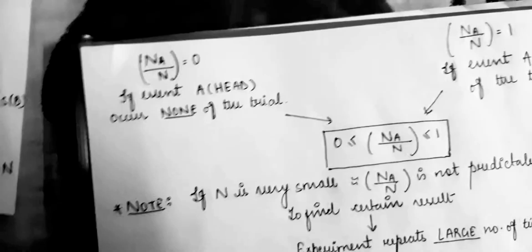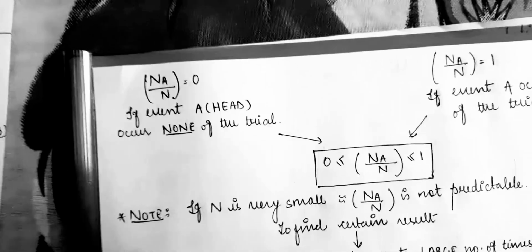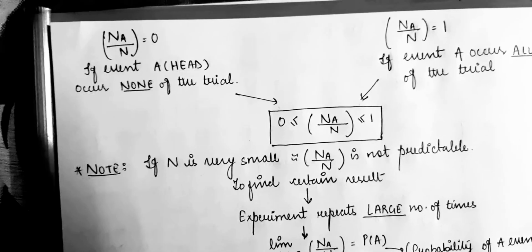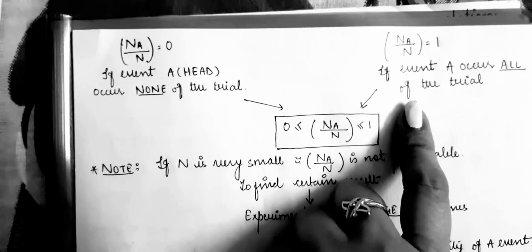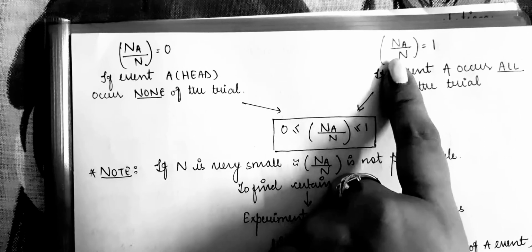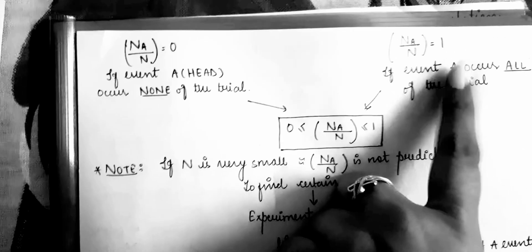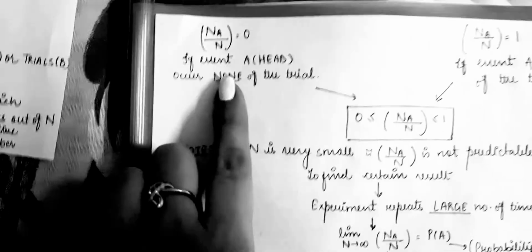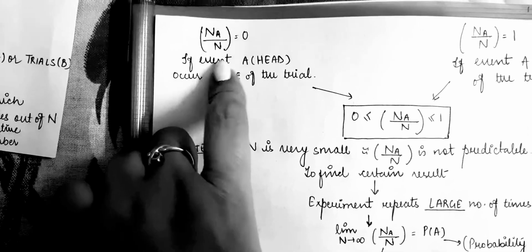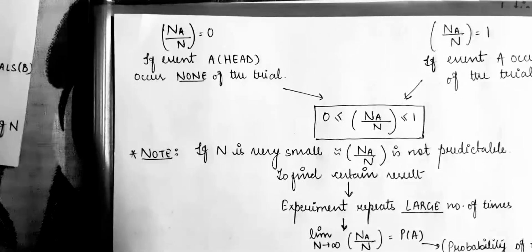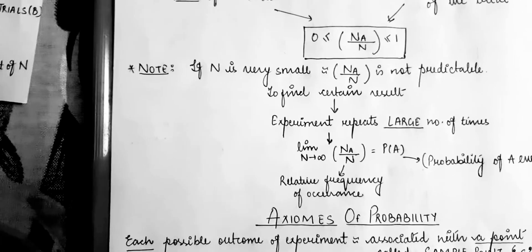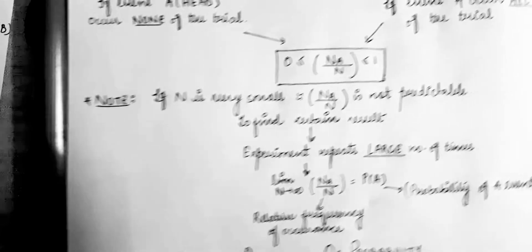Now, there are two possibilities: the head occurs, or none of the heads occurs in the trial. If the head occurs in every trial, then the ratio Na/n is equal to 1. And if the event head occurs in none of the trials, then the ratio Na/n is equal to 0. So here we can say that Na/n is greater than or equal to 0 and less than or equal to 1.